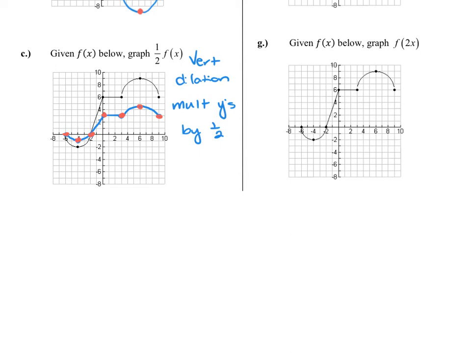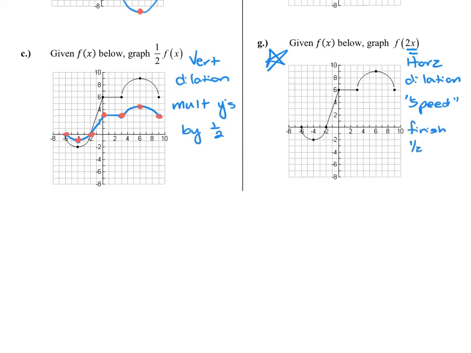Now, our most challenging one is our last one here, so we can put a big star on this one. Our most challenging one is when we have a horizontal dilation. This is going to be the most challenging one, and what I always tell students to do is to think about this horizontal dilation as like a speed, okay? We're thinking about somebody driving fast. So if somebody is traveling twice as fast, they're going to get to where they're going in half the amount of time, okay? So if we're going twice as fast, we're going to finish in half the time.